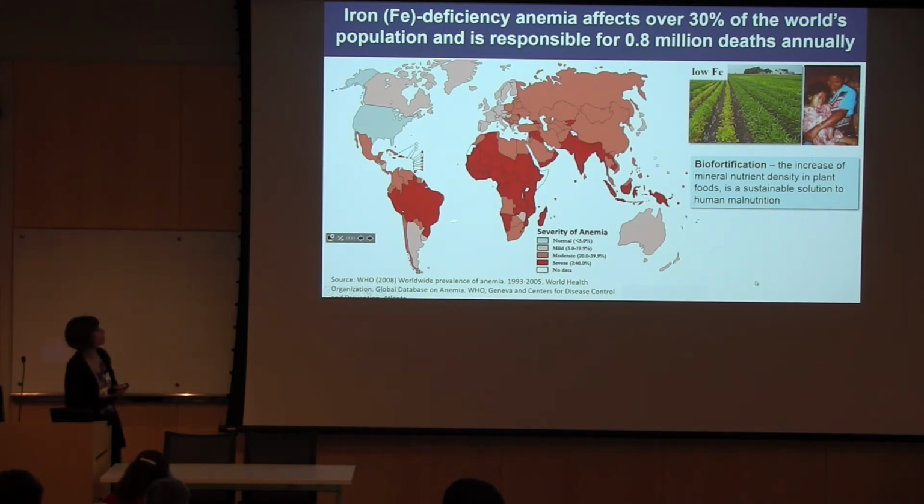And again, if you look at this map, these are people living in developing countries, and again, people in these countries are confined mainly to plant-based foods. And so one of the ways to combat this malnutrition is to biofortify crops with nutrients and minerals. And this emerges as one of the sustainable approaches to deal with malnutrition.